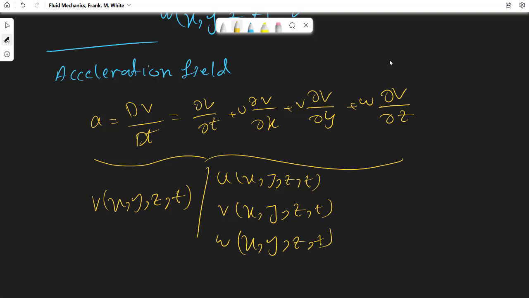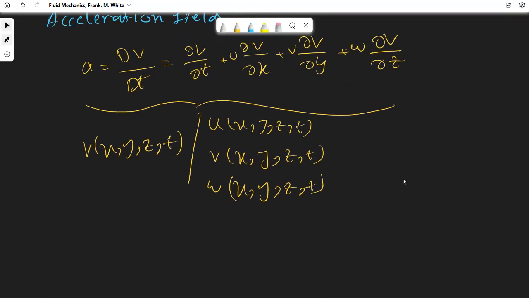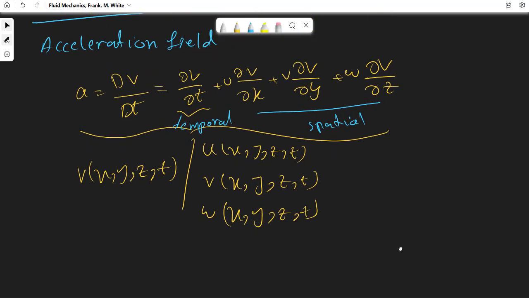This is the material derivative of the velocity that gives us the acceleration field. The first is the temporal part, and the second is the spatial part: acceleration due to temporal change and acceleration due to spatial change. Anyway, more description about the acceleration field is in chapter 4 of this study.